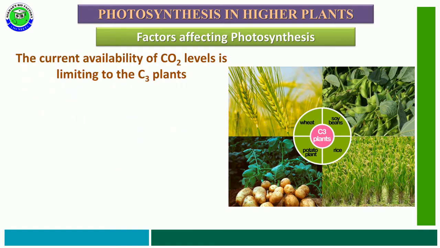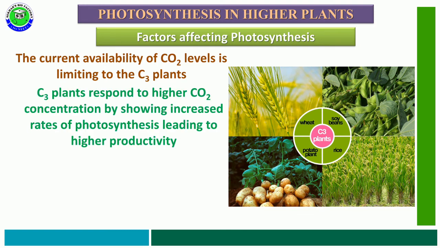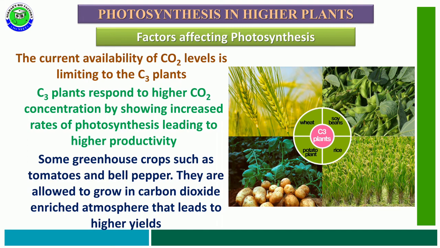The current availability of carbon dioxide is the limiting factor in the case of C3 plants, so C3 plants respond to high CO2 concentration by increasing the rate of photosynthesis, which can lead to high productivity. So some green crop plants such as tomato and bell pepper are allowed to grow in a carbon dioxide enriched environment or atmosphere, which can give high yield in the crop field.